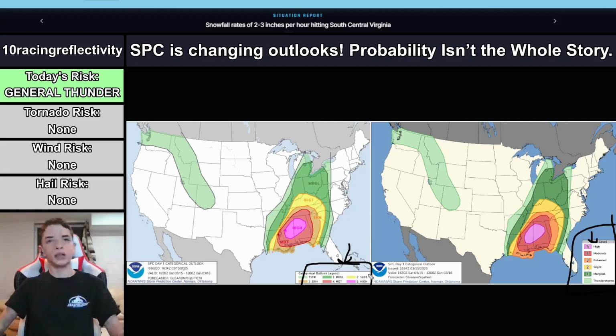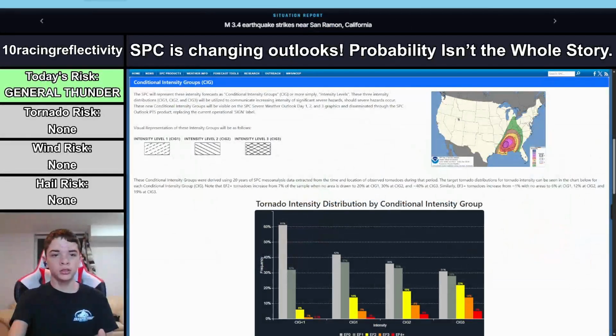And in general, I think everything is much cleaner, much easier to read, and a big upgrade to what we already had. Next, we are going to be changing to the brand new conditional intensity groups, or CIGs.